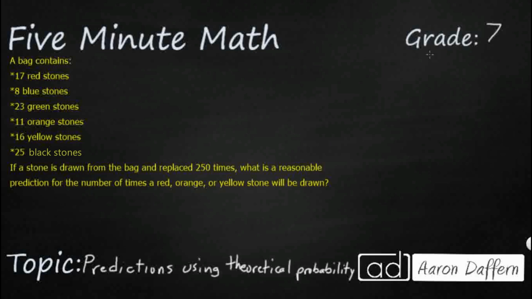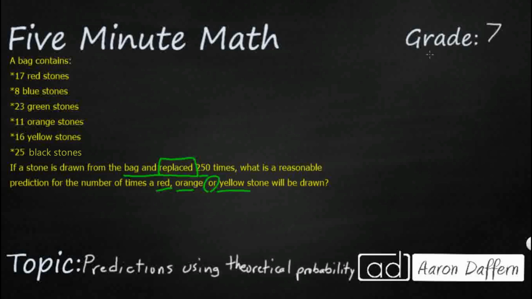With this example, we do not have a picture, but we have a little story problem. A bag contains all of these stones, 17 red, 8 blue, and so on. If a stone is drawn from the bag and replaced 250 times, what is a reasonable prediction for the number of times red, orange, or yellow will be drawn?